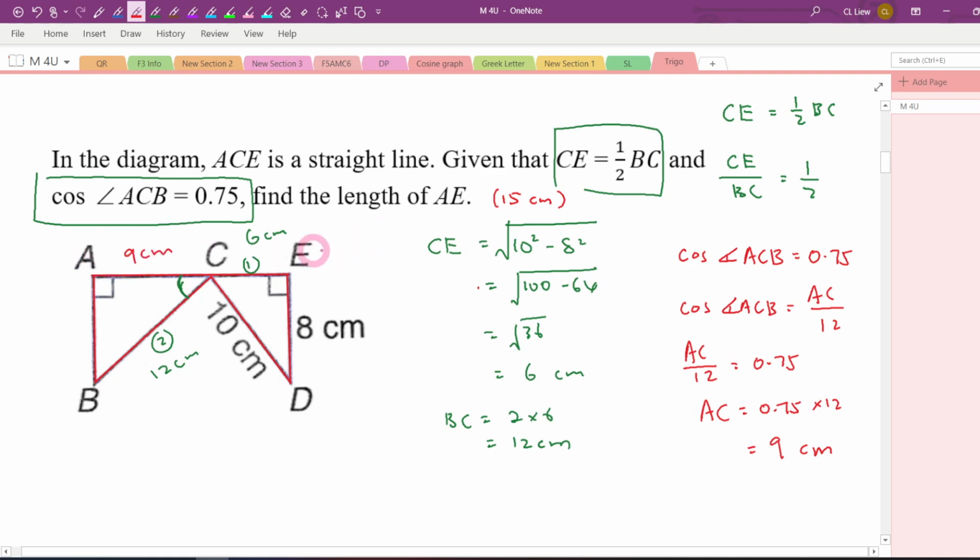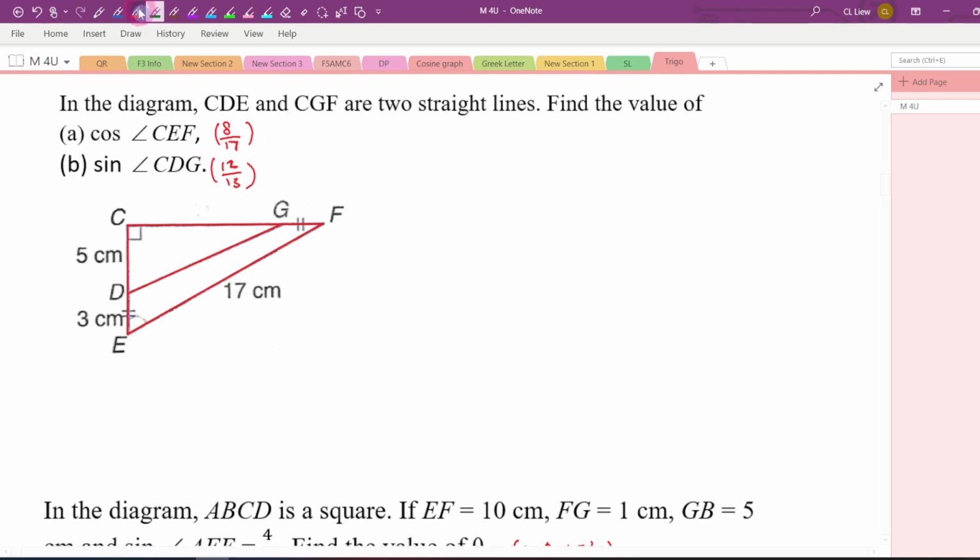Now, can we get the length of AE? No problem, right? AE is equal to 9 plus 6, which is equal to 15 centimeters. Let's try the next questions.